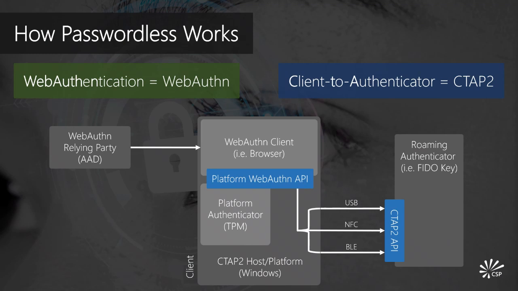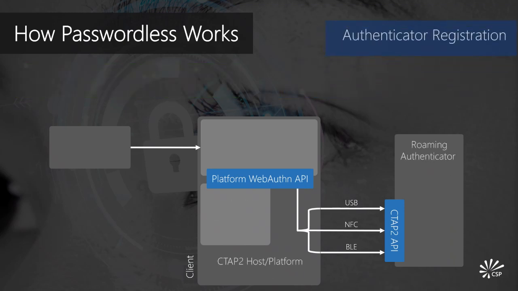And then the other component of passwordless is the client to authenticator, or CTAP2 protocol, and that controls communication between the client and authenticator. Now, you don't really need to worry yourselves too much with these 2 components, but that's what makes up passwordless, and I'm going to walk through how the process actually works.